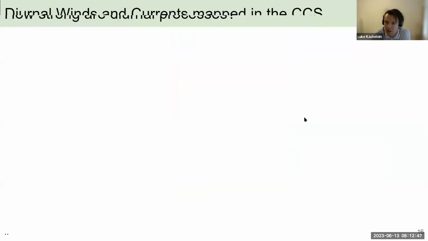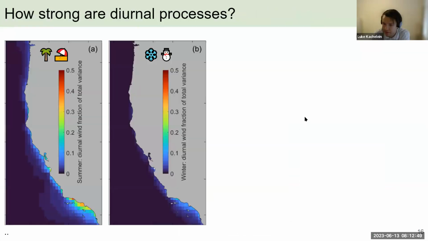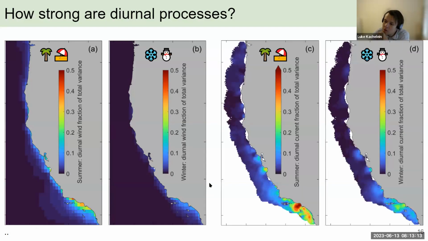So how strong are the diurnal processes? Well, I've sort of already given a hint of that. It's stronger in the summer than in the winter, and this is just visualizing the fraction of total variance now, because you could say, well, maybe it's much more energetic overall during the winter, and the diurnal cycle just doesn't play a big role. But no, actually, not just in terms of total magnitude, but in terms of share of total energy, we have more energy in the summer than in the winter for the winds, and also for the currents.